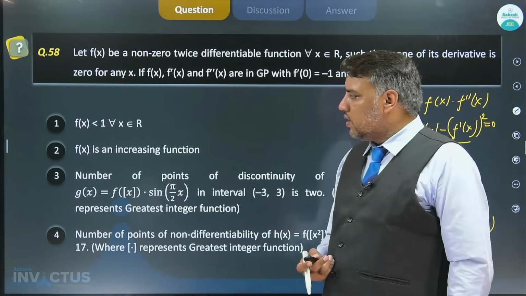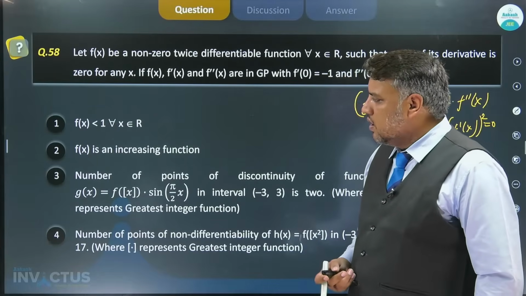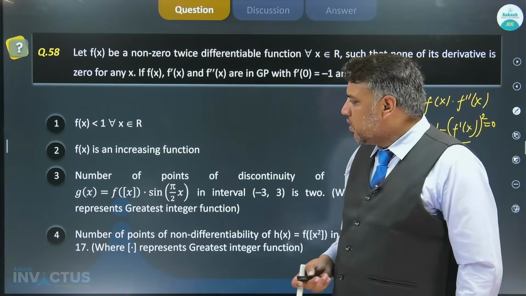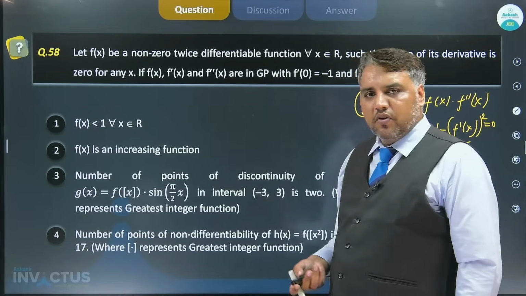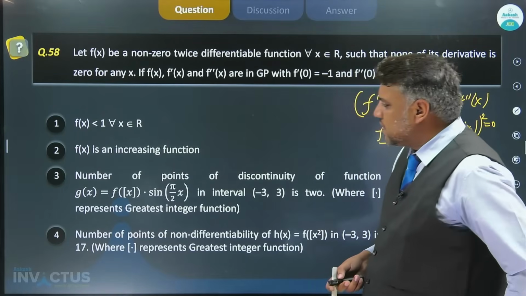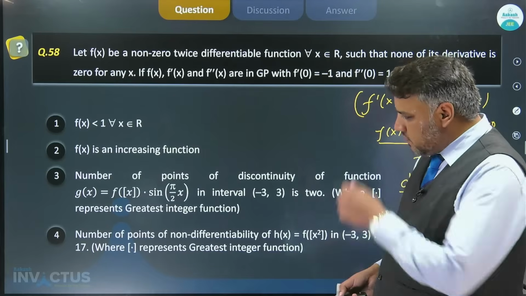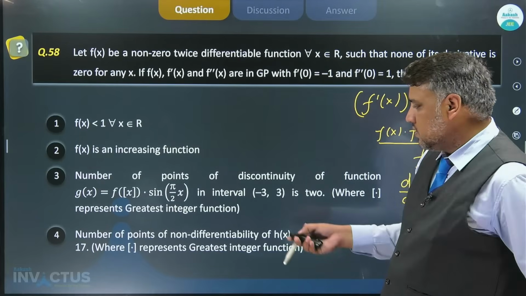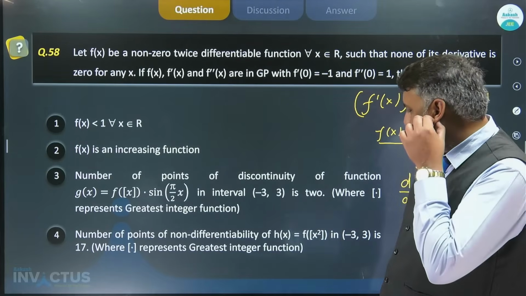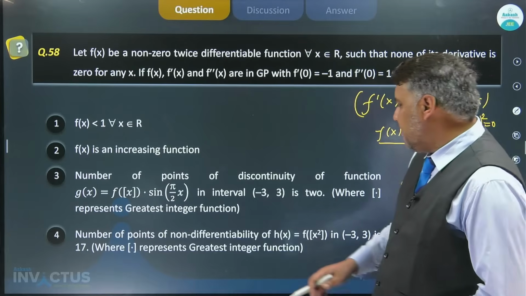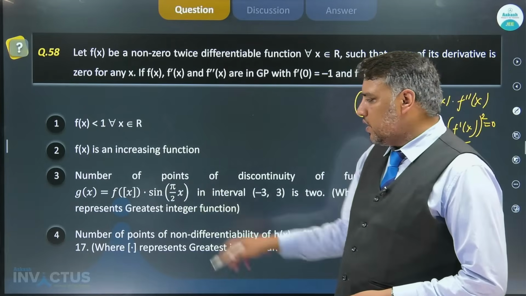So e power x is smaller than 1, e power minus x is smaller than 1 for all x belongs to R. Not possible. f(x) is an increasing function. No, e power minus x is a decreasing function. Now there are two options which are based on f of integer x and f of greatest integer x square. Okay, we have to find the number of points of discontinuity of this.